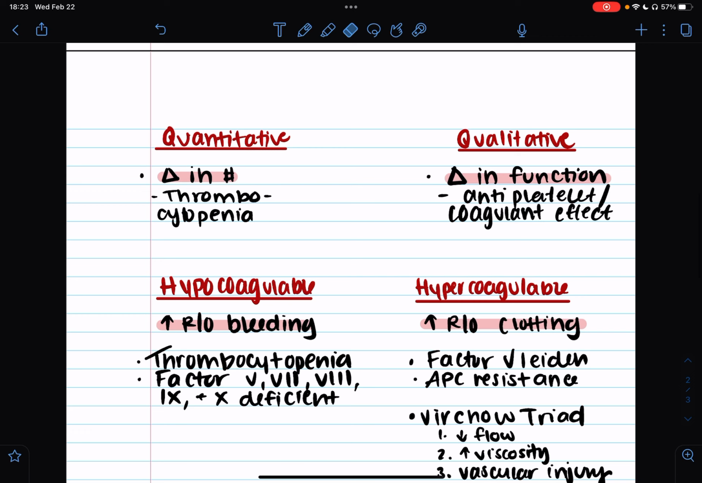All right, quantitative versus qualitative. So as the name implies, quantitative is changes in numbers. So thrombocytopenia, a drop in the thrombocytes, versus a qualitative, change in quality or change in function, like antiplatelet and anticoagulation effects.